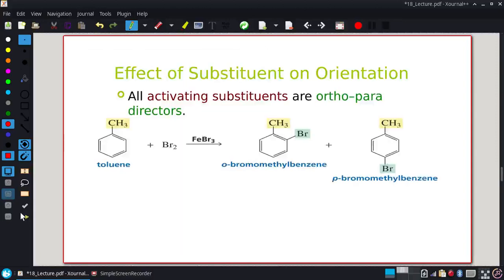Alright, why did we learn all this? Well, it turns out having activators on a ring will speed up a reaction. So, starting with toluene rather than benzene, we would see the electrophilic aromatic substitution of bromine will be easier. However, we will see the bromine often only goes to two locations. We don't ever see any bromine in that meta position. It's always ortho and para.